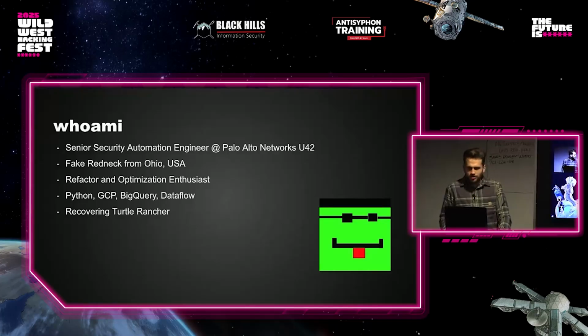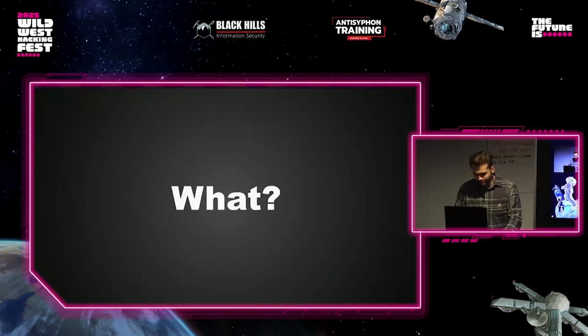Not a big introduction guy, but just so you know who I am, my name is Dunn. I work at Palo Alto Networks. I'm a security automation engineer. Basically, that just means that people complain about stuff taking too long, and I try to make it faster. That's really what my role is. I'm fake redneck because I live in the country, but I do not drive an F-150, so I don't have any creds there. And I'm really big on optimizing and refactoring pipelines, so I like making things run fast. It's probably my favorite thing to do.